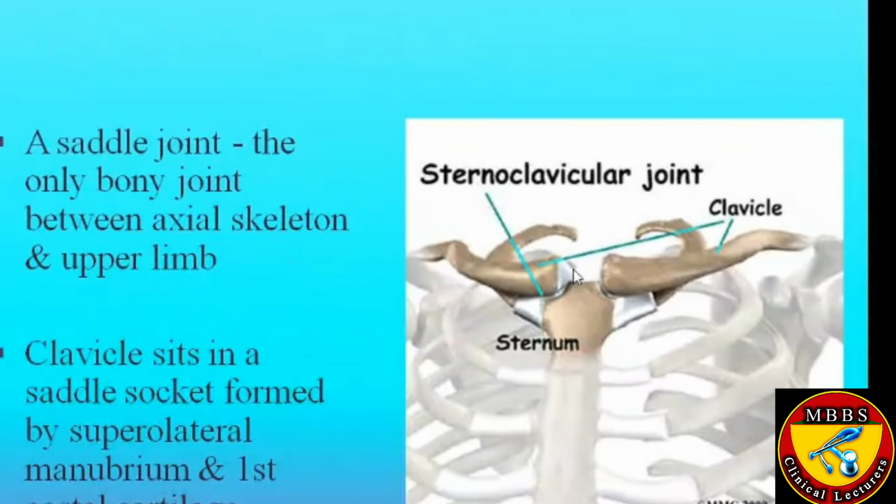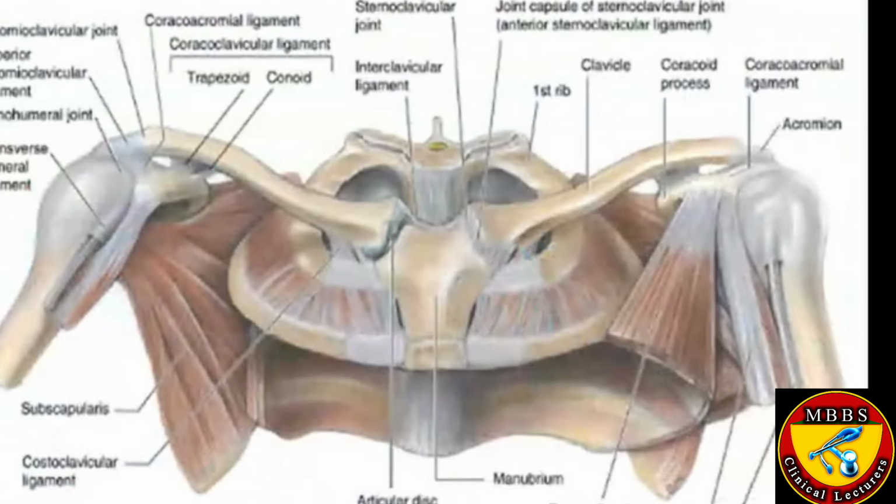Now, if you look at the type, this is a saddle type of joint, the only bony joint present between the axial skeleton and the upper limb. The clavicle sits in a saddle socket formed by the superior lateral manubrium and the first costal cartilage. If you see over here, this is more clear: the sternoclavicular joint is formed by the medial end of the clavicle with the clavicular notch of the manubrium sterni and the upper surface of the first costal cartilage.